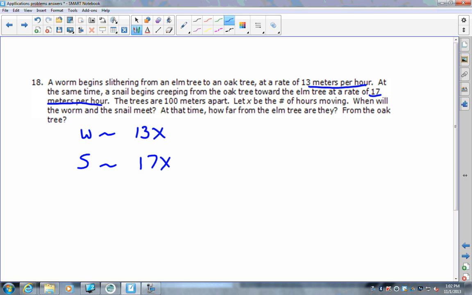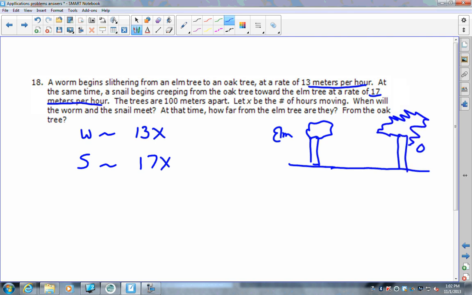So let's see, I've got an elm tree. I don't know what it looks like, I'll just make this an elm. I know my artistic skills are amazing. And then I've got an oak tree. Now, they're 100 meters apart. It says the worm's going from the elm, so this is the worm going this way, and the snail is going the other way.